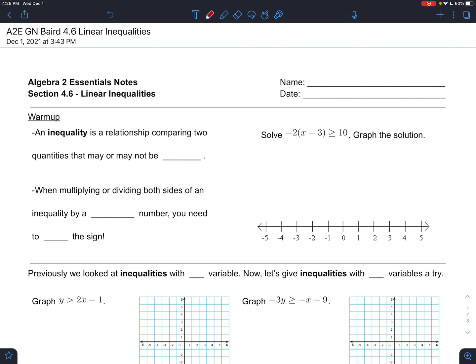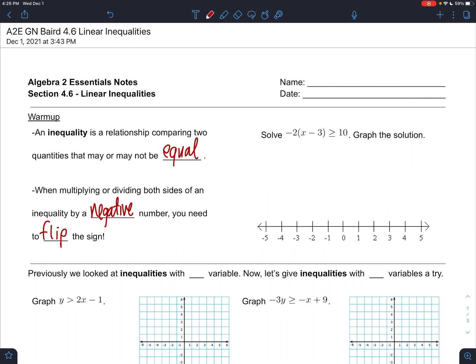All right, let's go ahead and get started on linear inequalities, which is the last section of chapter 4. An inequality is a relationship comparing two quantities that may or may not be equal. Remember, we use the less than and greater than signs to show that. When you multiply or divide both sides by a negative number, remember, we have to flip this sign.